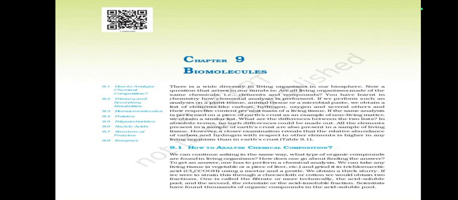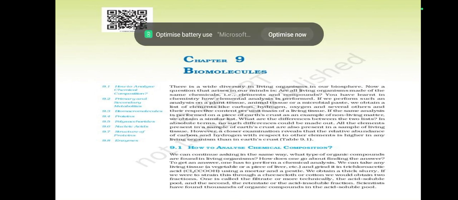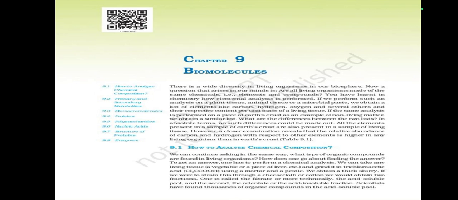If we were to strain this through a cloth or cotton, we would obtain two fractions. One is called the filtrate, or more technically, the acid soluble pool, and the second, the retentate, or the acid insoluble fraction. Scientists have found thousands of organic compounds in the acid soluble pool.